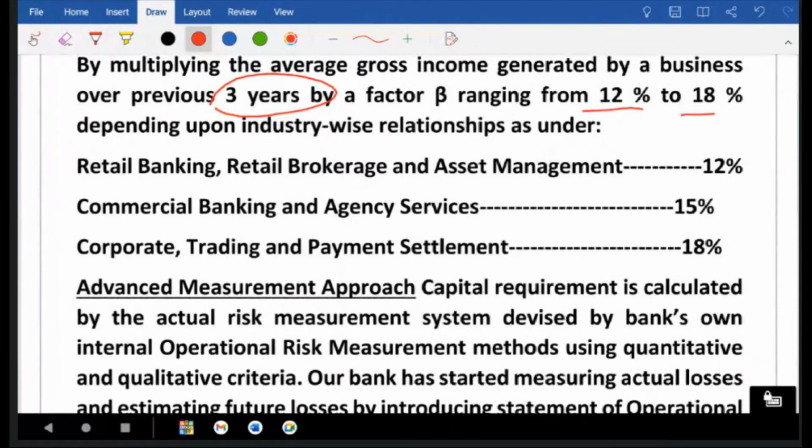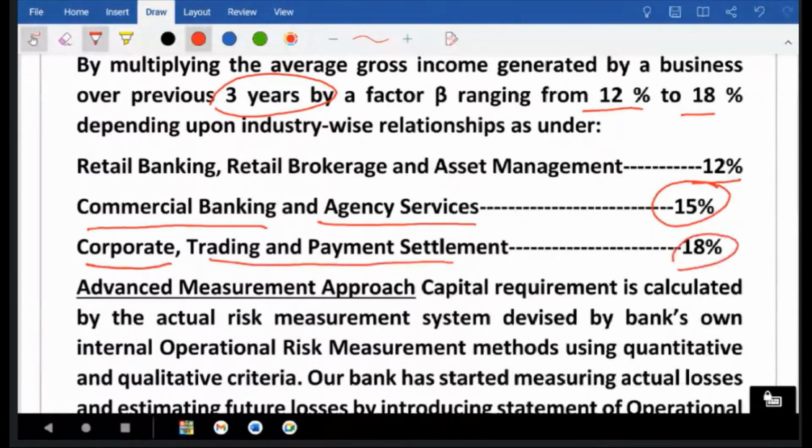What are the activities to be multiplied by the factor? You can see here: retail banking, retail brokerage, and asset management, 12%. Commercial banking and agency services, that is, the big size agency services, 15%. And corporate finance, trading and payment systems, 18%. So 12, 15, and 18. Okay, so you have to multiply by this factor to arrive at the capital requirement.